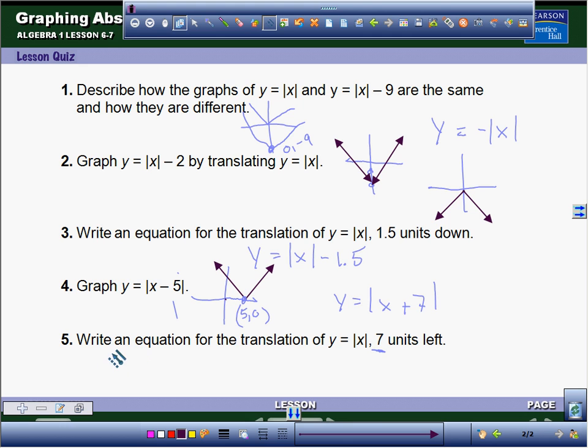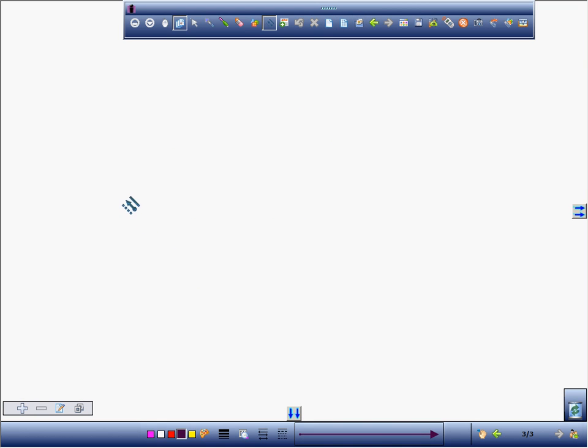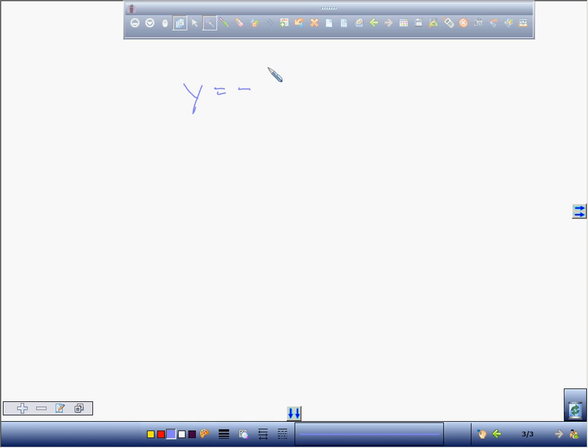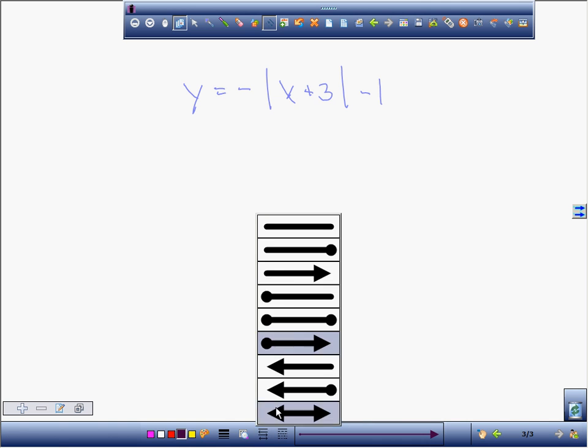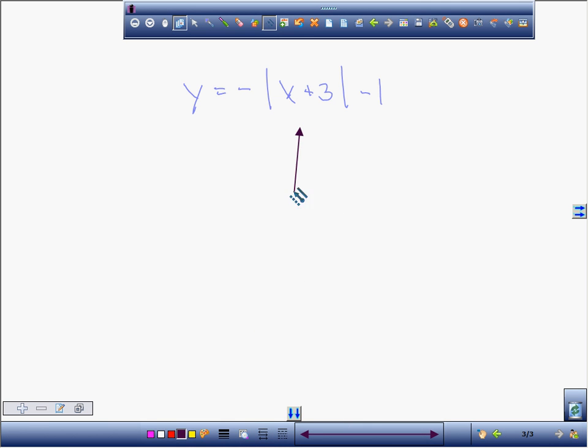So, one more I want to do. Just for kicks, let's look at one where we put it all together. So say, here's a real tricky one. Y equals negative absolute value of x plus 3, minus 1. Who could tell me what that graph is going to look like? Let me just get a graph up here. Okay, so you're doing three things to it.